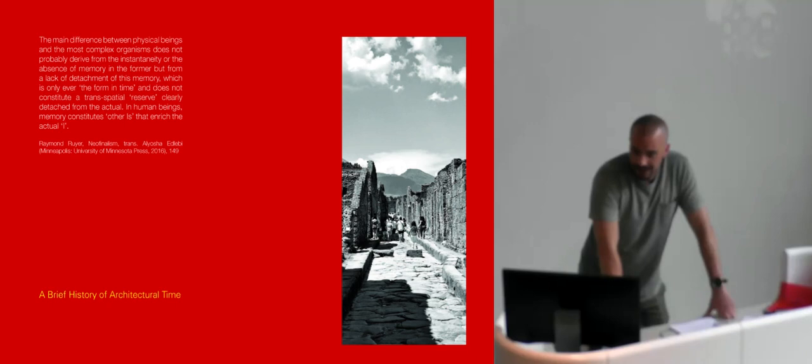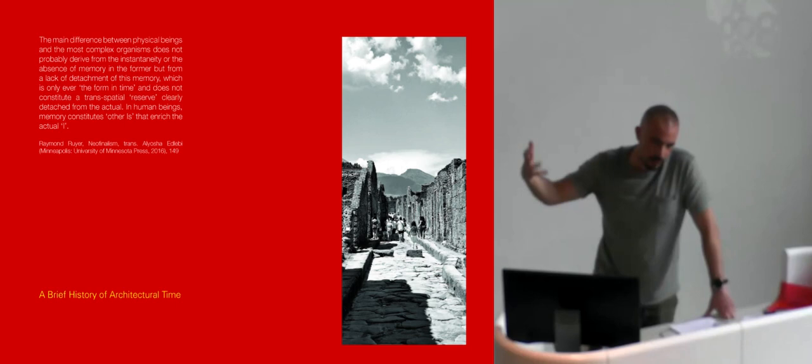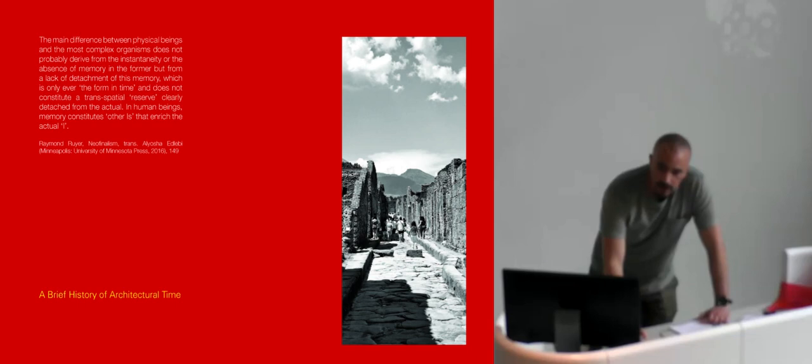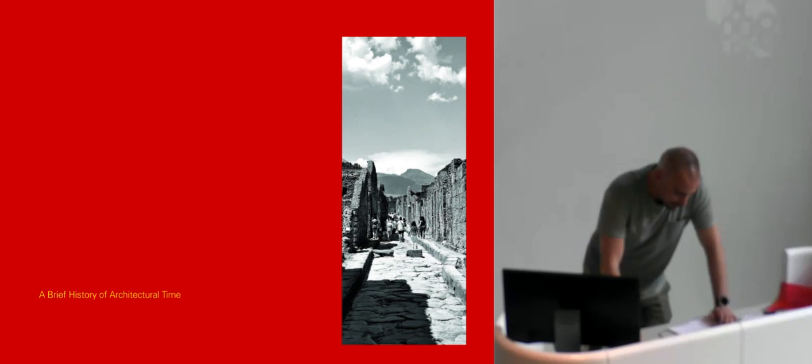In human beings, memory constitutes other selves, other eyes, that enrich the actual I, the actual self. So Ruyer would differentiate individuals according to the degree of detachment of their memory as expressed in their technicities. So while, for example, atoms lack a detachable memory since they do not need one, because they're a continuous uninterrupted activity, that's why they don't need any memory, they're continuous in action. More complex individuals like humans make use of gradually detachable forms of memory.